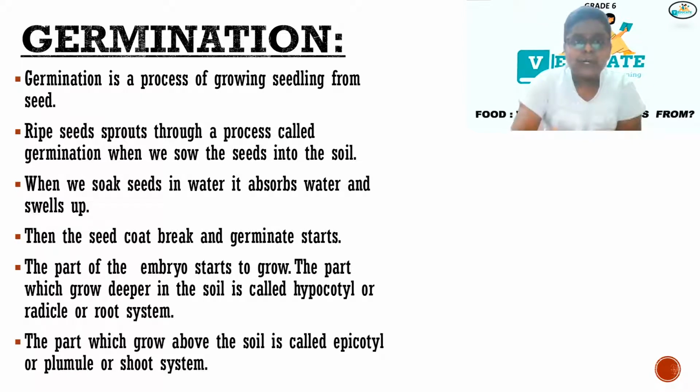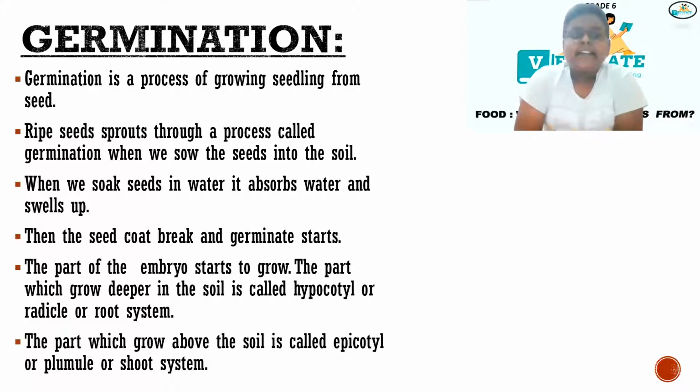Seeds sprout through a process called germination when we sow them into the soil. When we sow a seed into the soil, it will grow and germinate. The process of growing or germinating is called germination. Yesterday I told you about one activity, and I think you all have performed it.